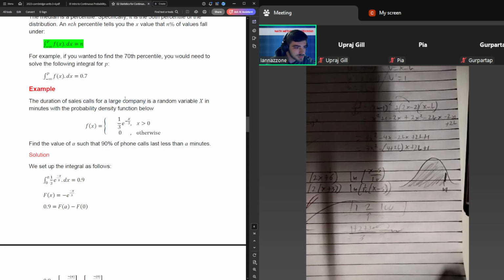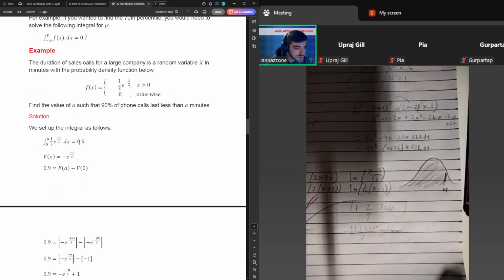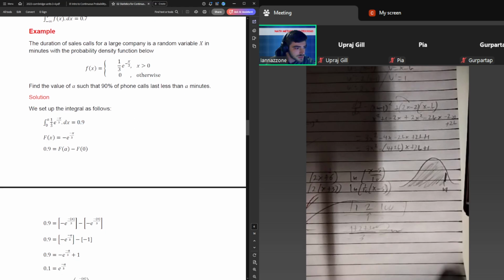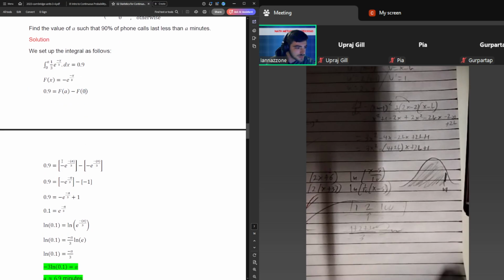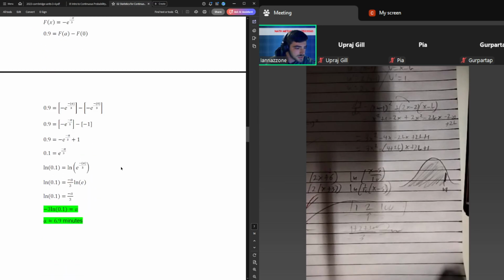So in this case, we're looking at a probability distribution for phone calls, and we want to find the value of A such that 90% of phone calls last less than A minutes. So if it's less than A minutes, you want A to be your upper bound, and whatever your lower bound is, you would set that from the domain. It's the 90th percentile, so you're going to put 0.9 as your value, and then we already saw how this works. Anti-diff this, sub in A, sub in 0, expand, expand, expand, expand.